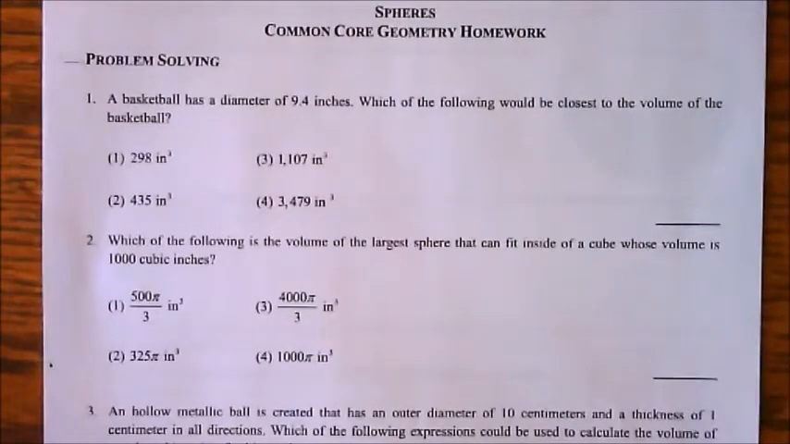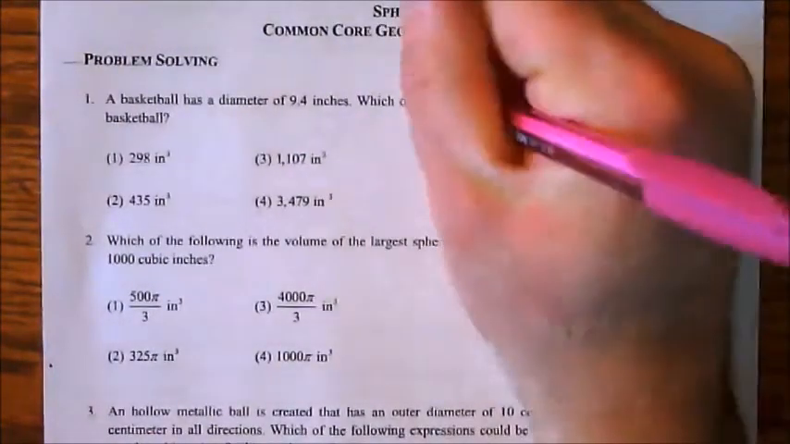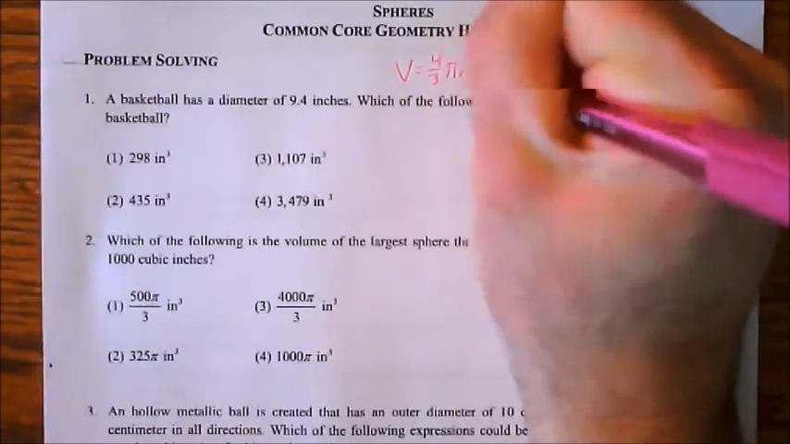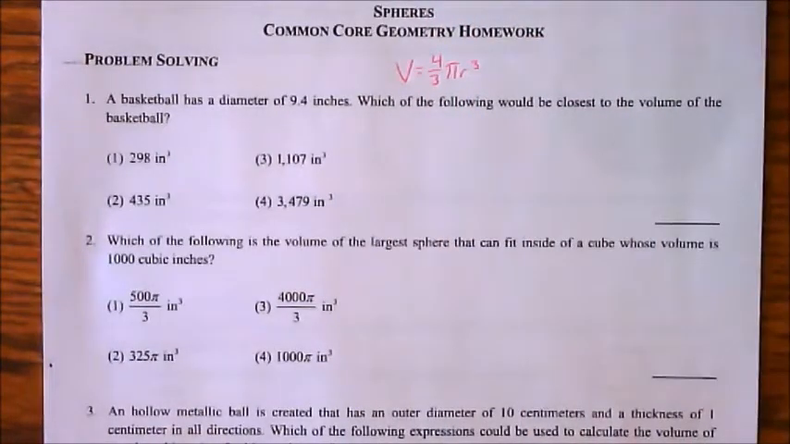Alright, so this is Geometry, Unit 10, Lesson 10 on spheres. So the formula we have is volume equals 4/3 pi r to the third. So number one, a basketball has a diameter of 9.4 inches. Which of the following would be close to the volume of the basketball?